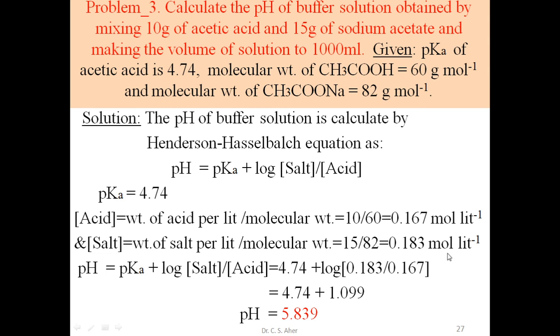So now we have these three values. Put these values in the equation. pK is 4.74, plus log of salt concentration 0.183 upon acid concentration 0.167. Taking the ratio and its log, the value is this. Add this value to 4.74. So the final answer is 5.839. That is the pH value.